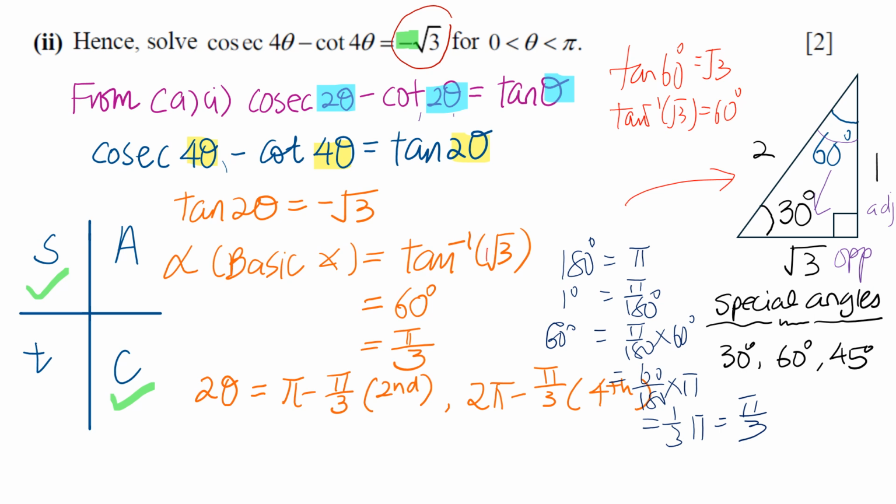And because we're finding the answer for theta, it has to be between 0 and pi. We have to find the new range for 2 theta. And the new range for 2 theta will be between 0 to 2 pi, which is 1 cycle. So we don't have to continue anymore. We just need to find the answer from the second and the fourth quadrant, and then we divide your answer by 2 to find theta.